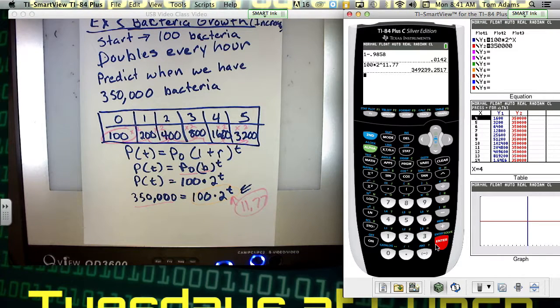So what does that mean, though? We just did this long math problem. Let's say that your mom or dad walked in the room and said, "What? That looks complicated. What did you guys just do?" What would you tell them? We calculated, finish the sentence. How much bacteria, or how long it would take to get 350,000.